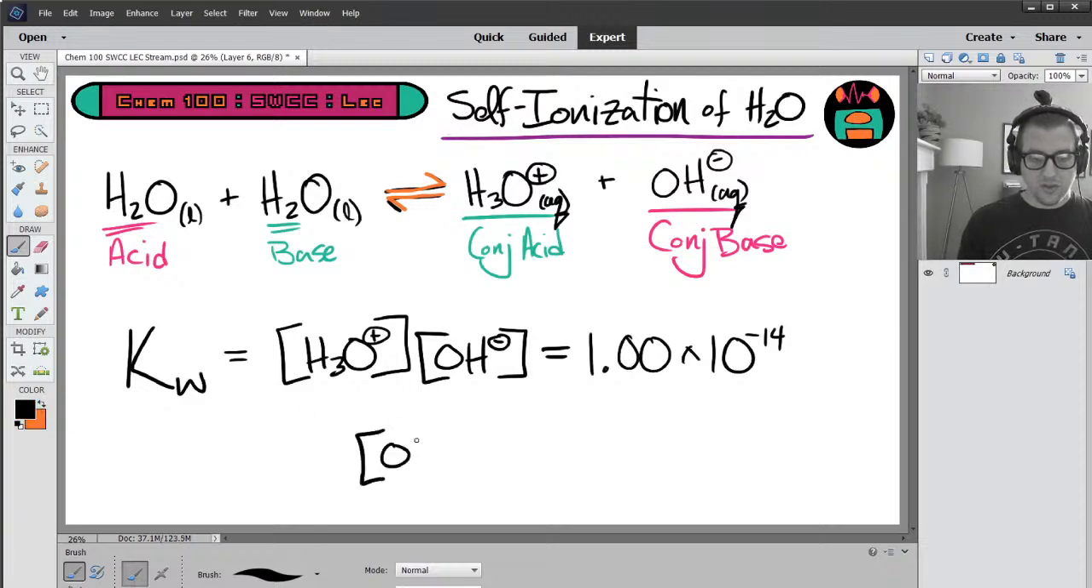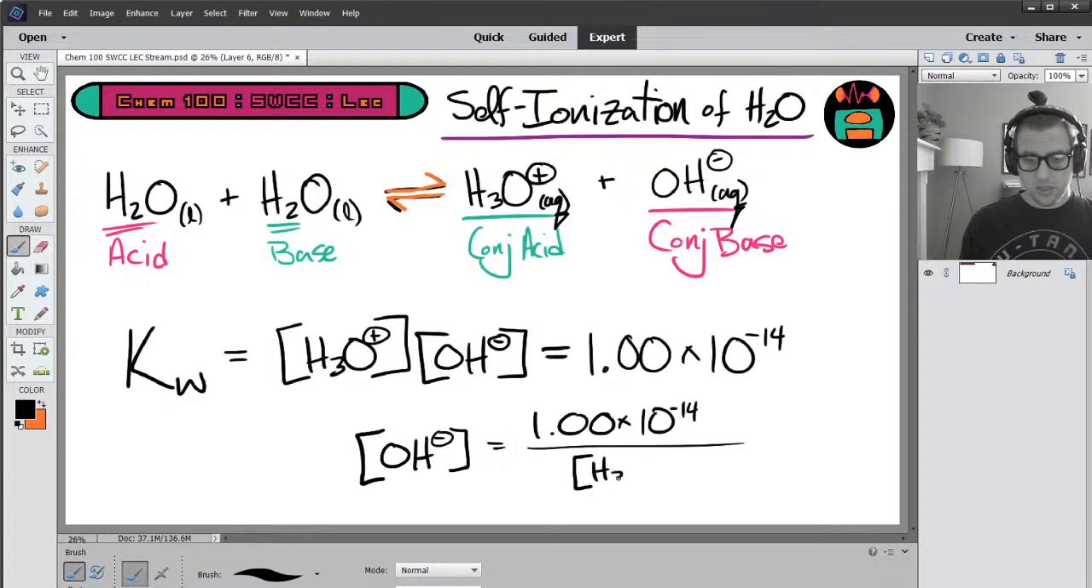The concentration of hydroxide is equal to 1.00 times 10 to the negative 14th over the concentration of hydronium. And you can see that hydroxide is in the numerator, hydronium is in the denominator, so these two are inversely proportional.